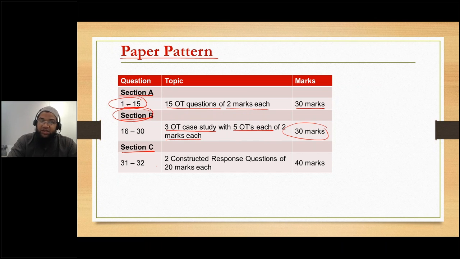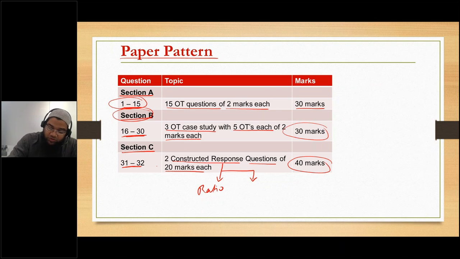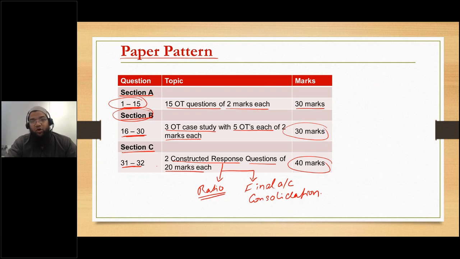So 15 questions in Section A and 15 questions in Section B. And you will have 2 questions in Section C, which will be constructed response questions of 20 marks each. This will make a total of 40 marks. Normally in ACCA paper F7, these 2 constructed response questions come from ratio analysis. One question is going to be from ratios, and the second question is normally either from final accounts or from consolidation. So these are 2 different areas which are normally examined in the constructed response questions.